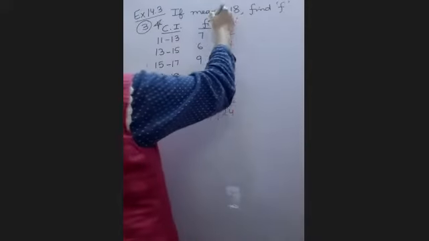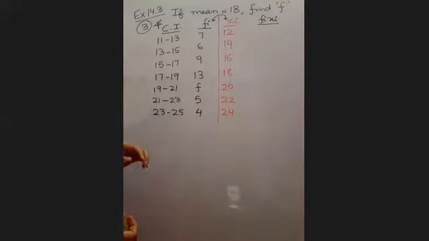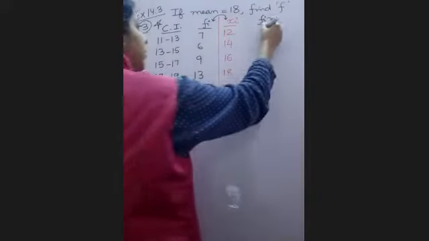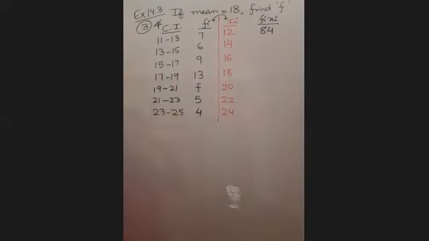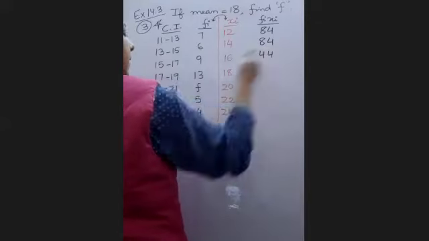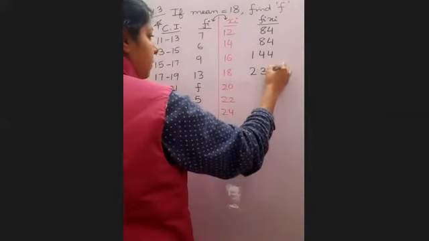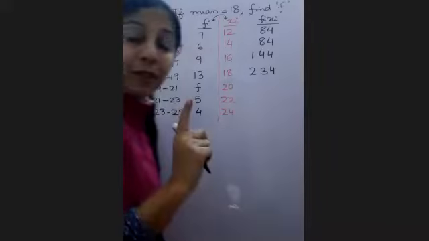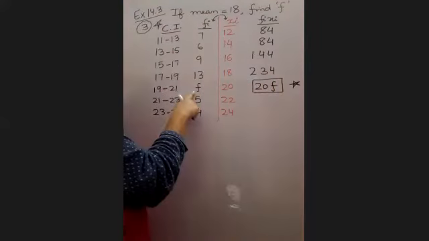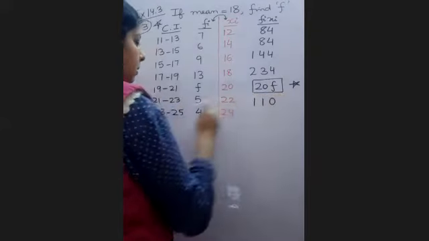Now, next column, as I am saying, we will be dealing with the direct method here. Fi xi. All right. Quickly. 7 into 12, 84. 14 into 6, 84. 16 into 9, 144. 18 into 13, 234. Now f into 20, beta. So here you have to be careful. This is an important point to take care of. It's a variable. So whatever it is, multiply by 20. All right. 5 into 22, 110. And 4 into 24, 96.